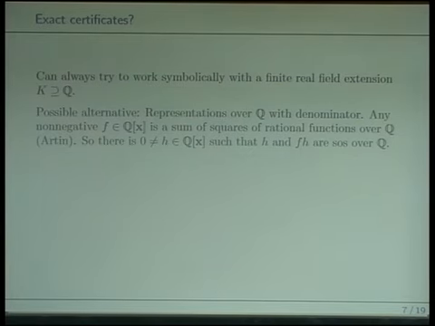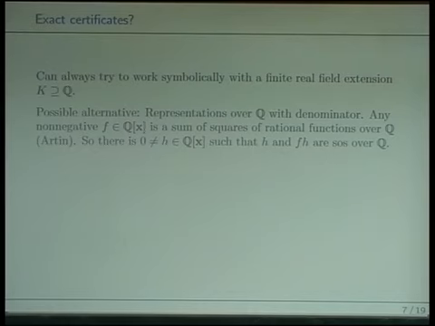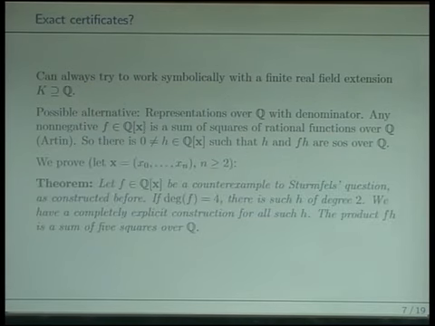I was wondering what kind of exact certificates you can get for non-negativity of a polynomial f, like the one we discussed, over the rationals. So we see, although it's a sum of squares over the reals, it's not necessarily one over the rationals. But what one can always do, and this was suggested by Marie-Françoise, who is here, is to look at representations with denominators, in the same spirit as Hilbert 17. So any polynomial with rational coefficients that is non-negative is a sum of squares of rational functions over the rationals, so of fractions of polynomials with rational coefficients.